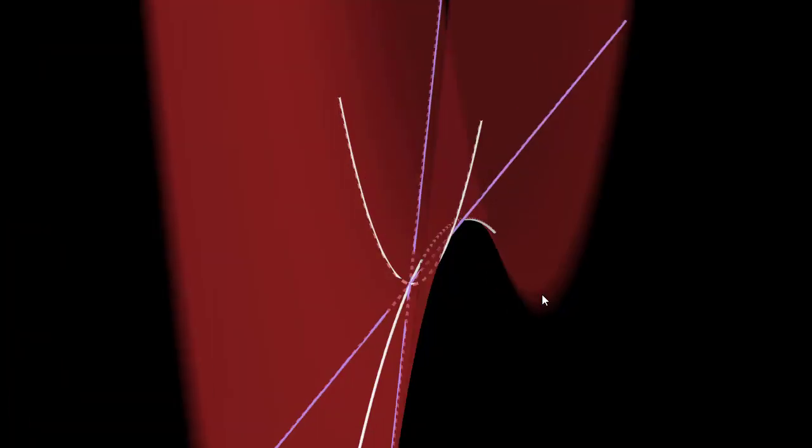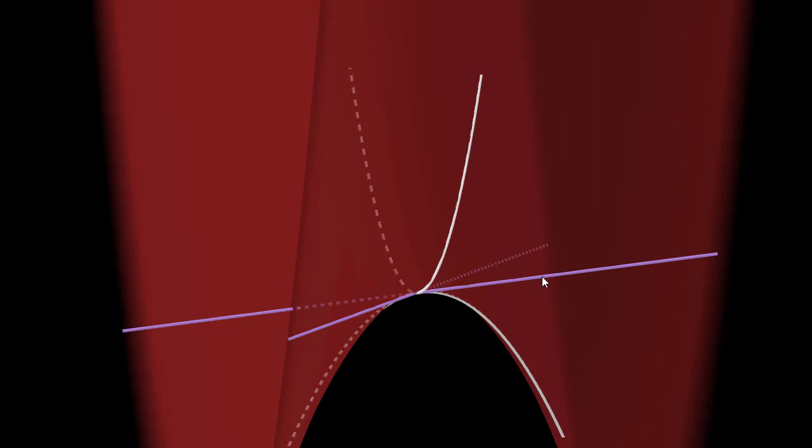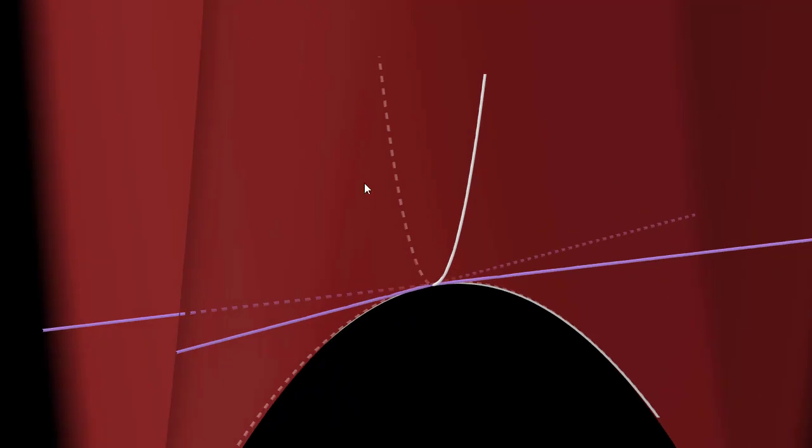So, that is what is happening whenever you have something like this, what would seem like a contradiction, where you have a parabola opening upwards in one direction and opening downwards in the other.